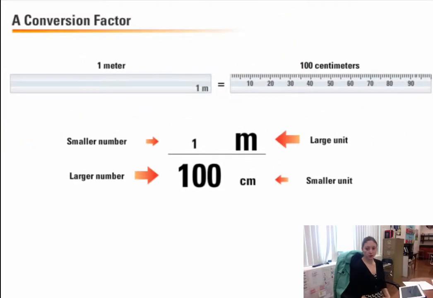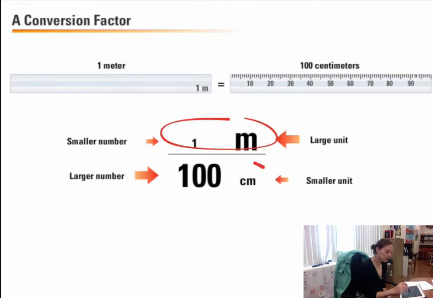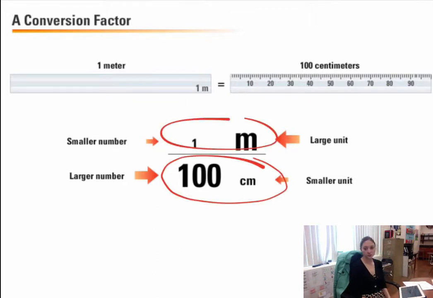1 meter is the exact same thing as 100 centimeters. So I have the smaller number, 1, with the larger unit, meters. I have then the larger number, 100, with the smaller unit. These two things are equal.